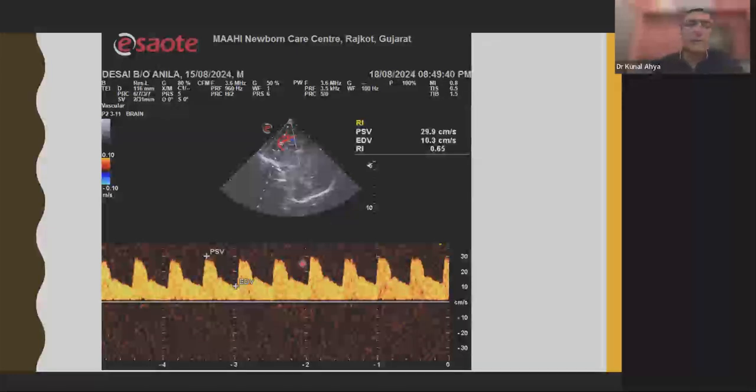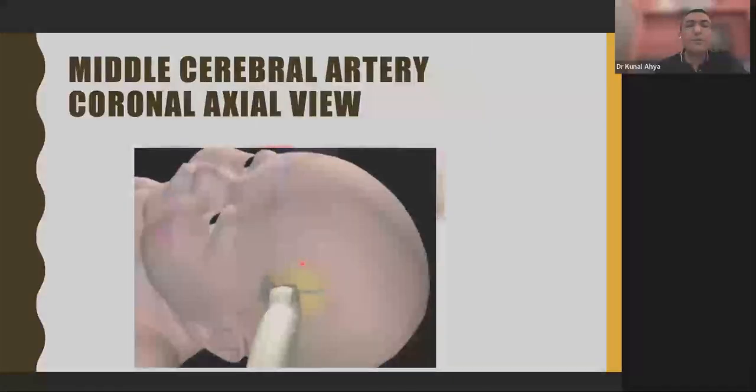Okay. So when there is an increased intraventricular pressure, you will get a higher RI. In case of hypoxic ischemic encephalopathy, you will get a lower RI. So it helps to prognosticate it.